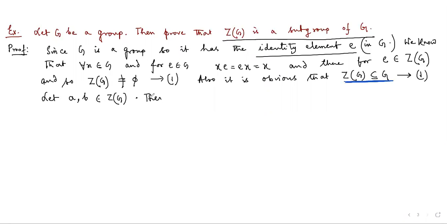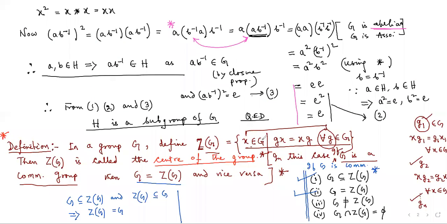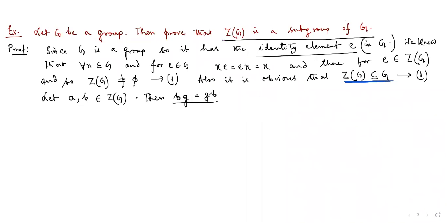By definition, BG is equal to GB, because when A and B belong to ZG, for all G belonging to capital G, we know that X belonging to ZG means X is an element of capital G, and for all G belonging to capital G, GX equals XG. So BG will be GB for all G belonging to capital G, and AG equals GA for all G belonging to capital G, by definition of the center of the group.